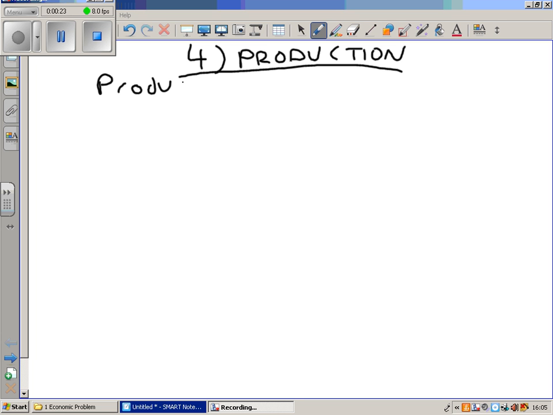Production is making goods and services. So it's combining factors of production to produce goods and services. Productivity measures how efficiently we're producing our goods and services. So if production levels increase without resources increasing with them, clearly we have more productivity. That means we have more efficiency in a business place.